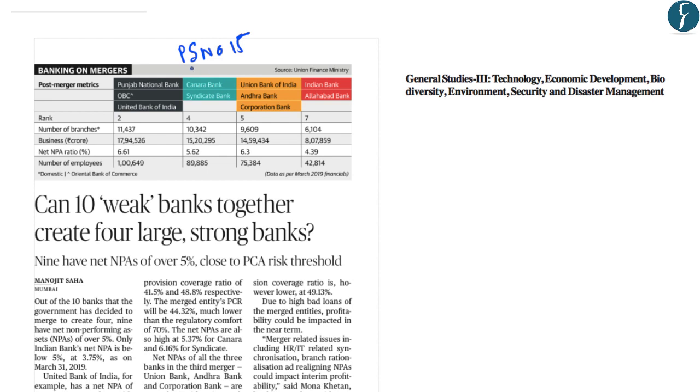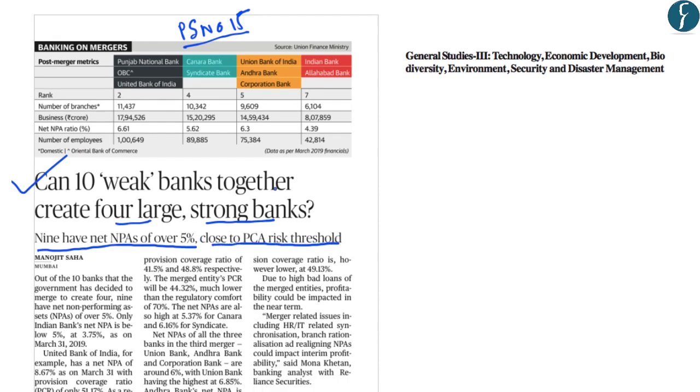Now, this article on page number 15 is also about the mergers of the banks, and it asks: can 10 weak banks together create 4 large strong banks? And this has been highlighted mainly in the background that 9 banks have non-performing assets of over 5%, which is close to the prompt corrective action risk threshold. Now, if the net non-performing assets of a bank cross the 6% mark, the bank is placed under the prompt corrective action, and various limitations are imposed by the Reserve Bank of India on these banks. Now, this topic will also fall under General Studies paper 3 in the topic Economic Development.